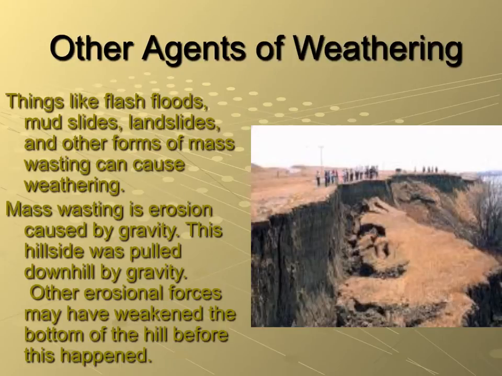Now that we've been talking about weathering and what causes it, we can think of how other things like flash floods, you know, lots of water all of a sudden, a mudslide, like in California, where a hillside gets so wet that it just breaks loose, landslides, and other things, mudslides and landslides, these are called mass wasting. Wasting is when a huge body of soil or rock breaks loose and just suddenly moves to another location. Mass wasting is erosion caused by gravity. This hillside was pulled downhill by gravity.